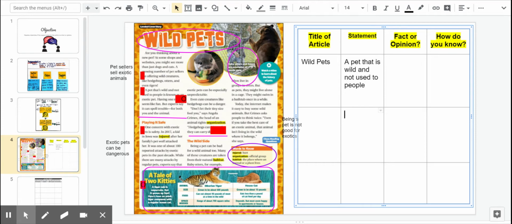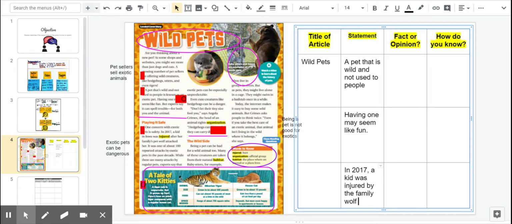I'm also going to put opinion here because it says having one may seem like fun. Okay, and then I'm going to put one more fact down here, and I'm going to put a concern with exotic pets is safety. Actually, I'm going to put this one in 2017. A kid was injured by the family wolf pet.